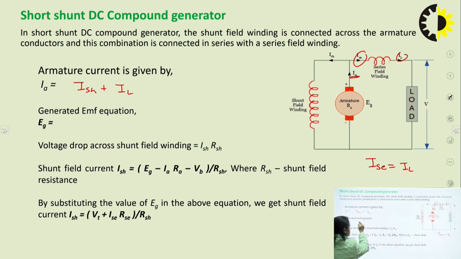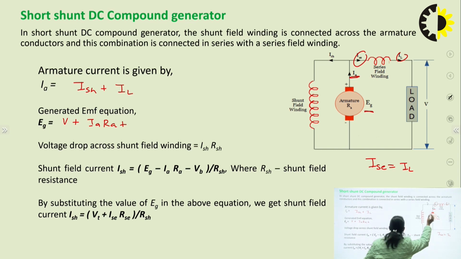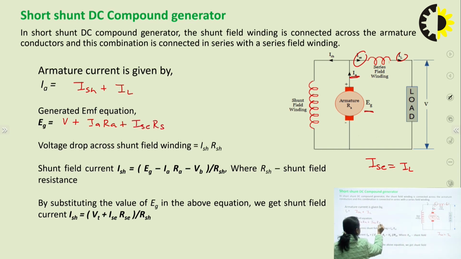Now, what will be the generator EMF equation? EG will be equal to V plus IA RA plus, since the series field winding is also coming, ISC RSC plus VB. So this will be the generator EMF equation.